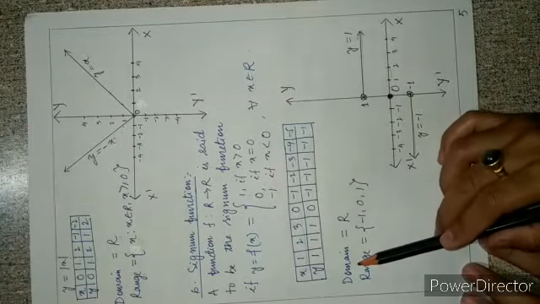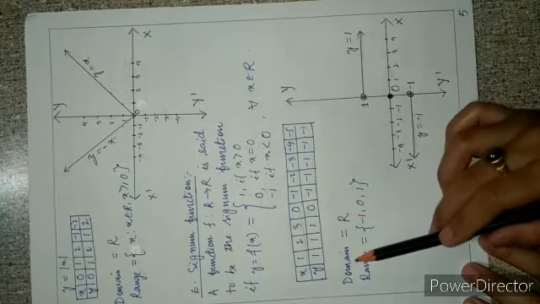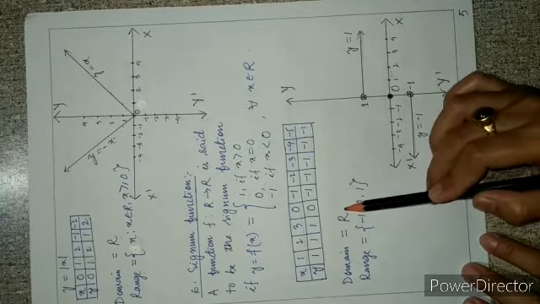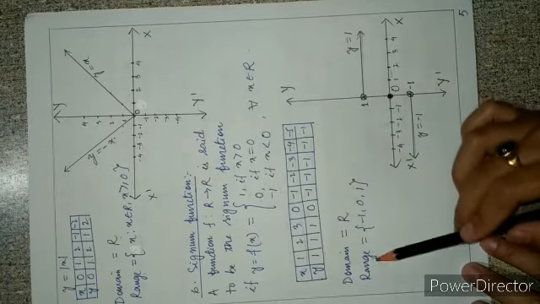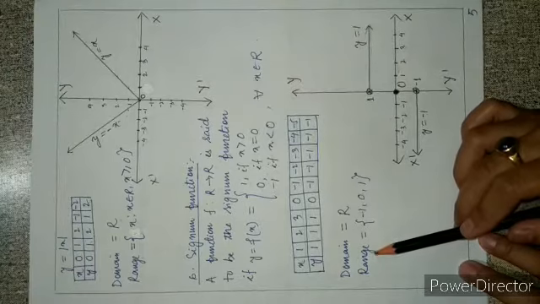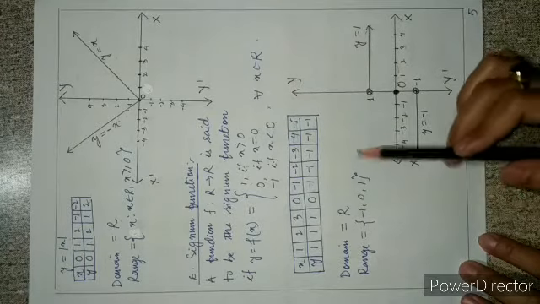Domain of the signum function is R. Every real number has its image. Range: the range is the set formed by the image of elements of the domain.